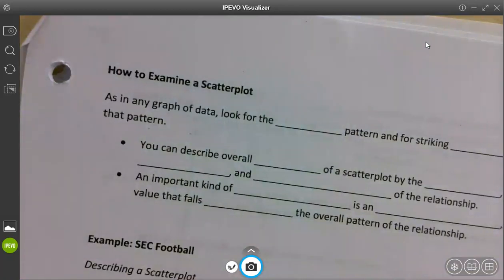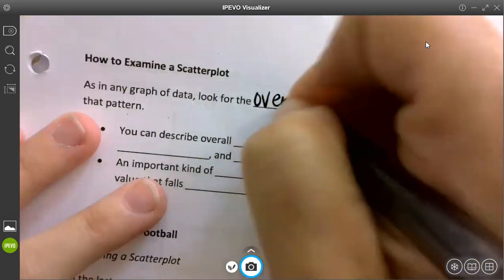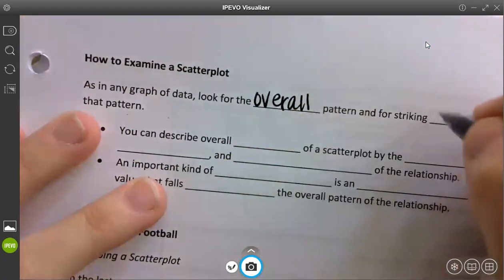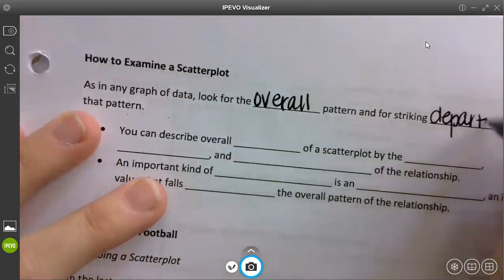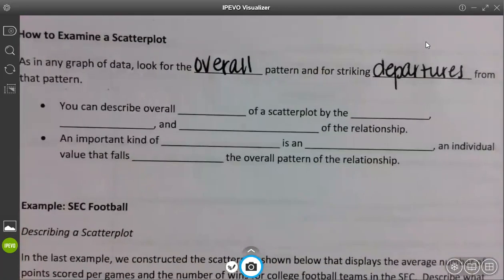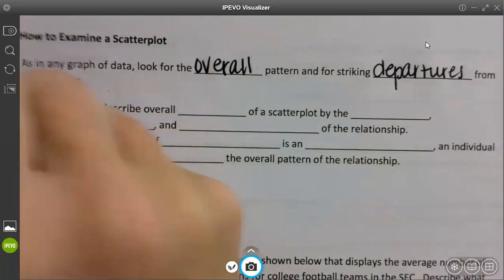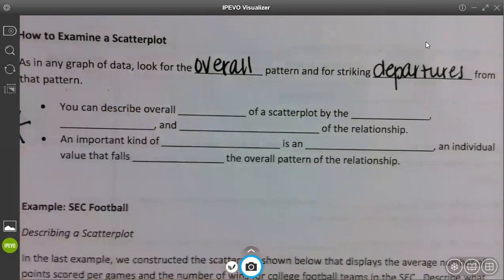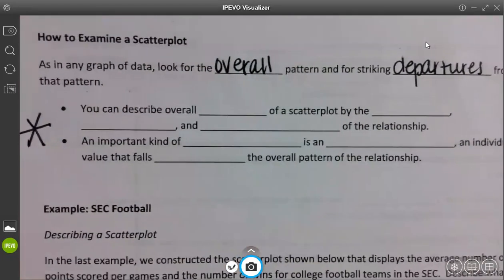As in any graph of data, look for the overall pattern and for striking departures. Okay, so this is what you need to know right here. We're just going to review it again.